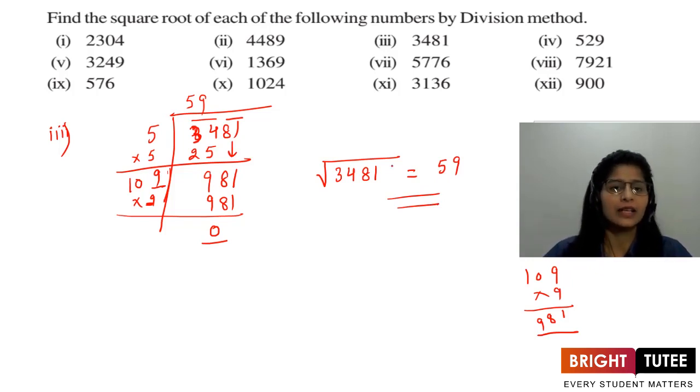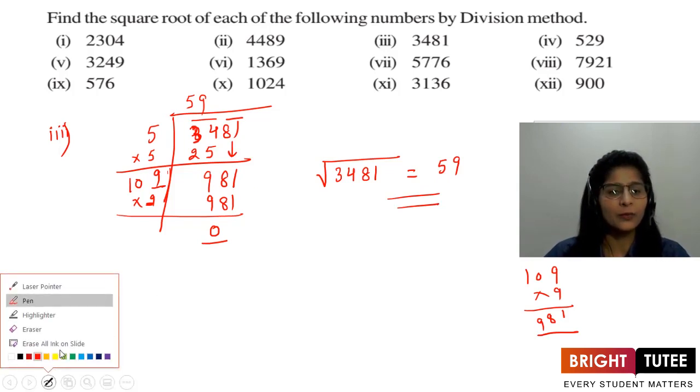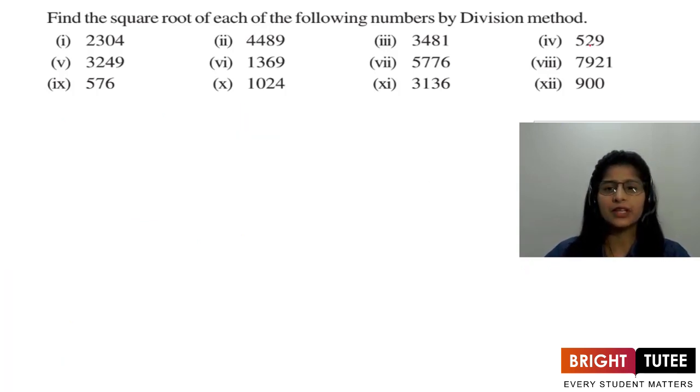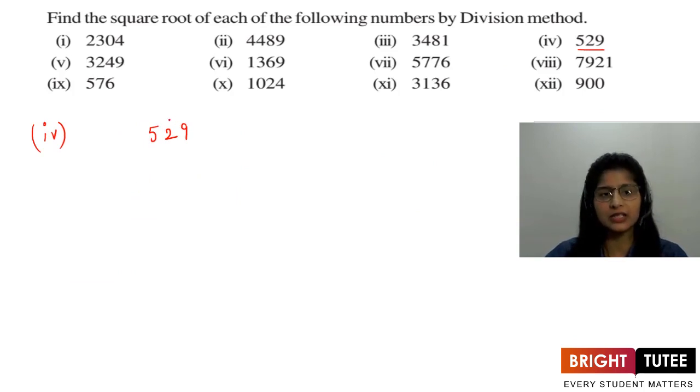Let's try the fourth part. Now the fourth part is 529. So in the fourth part, 529, we'll start making the pairs from last. So this will be one pair, 9 and 2, right? Another will be 5. If there is only a single digit left at the leftmost place, you have to place the bar on that also. Now we are going to find out the square root.